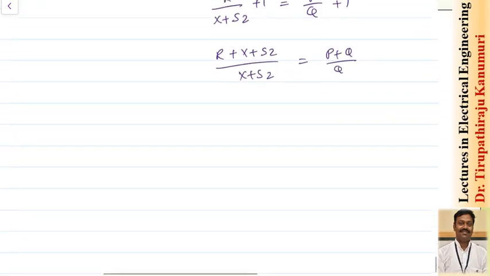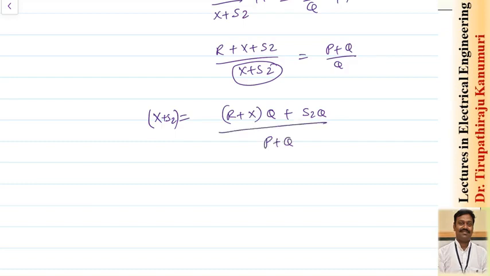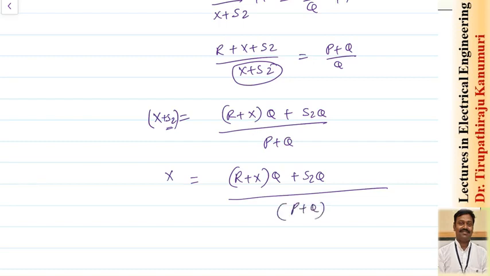So from this I can calculate my value of X. The X plus S2 I can take to the other side. So let us write X plus S2 will be equal to Q multiplied with this entire thing. So this will be (R plus X) times Q plus S2 into Q, divided by P plus Q. You agree with me? So from this I can calculate my value of X. This S2 will come to the other side. This will become (R plus X) times Q plus S2 into Q, minus S2 when I am taking the denominator P plus Q as common. This will become equal to minus S2 into (P plus Q). This is what we get.